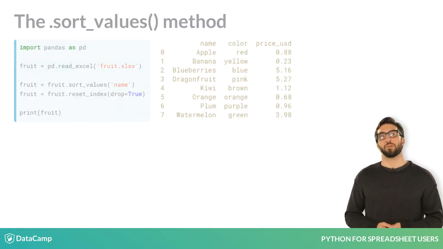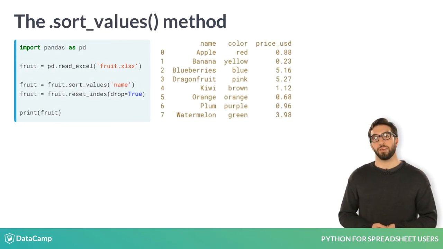Finally, the sort_values method allows us to rearrange the rows in our data frame based on a column. Here, we've used sort_values to alphabetize our data frame according to the name column.